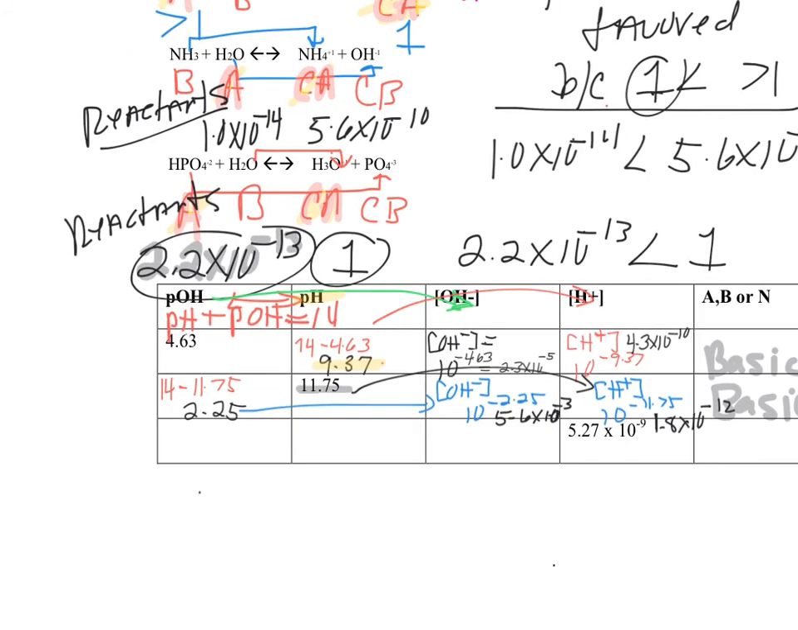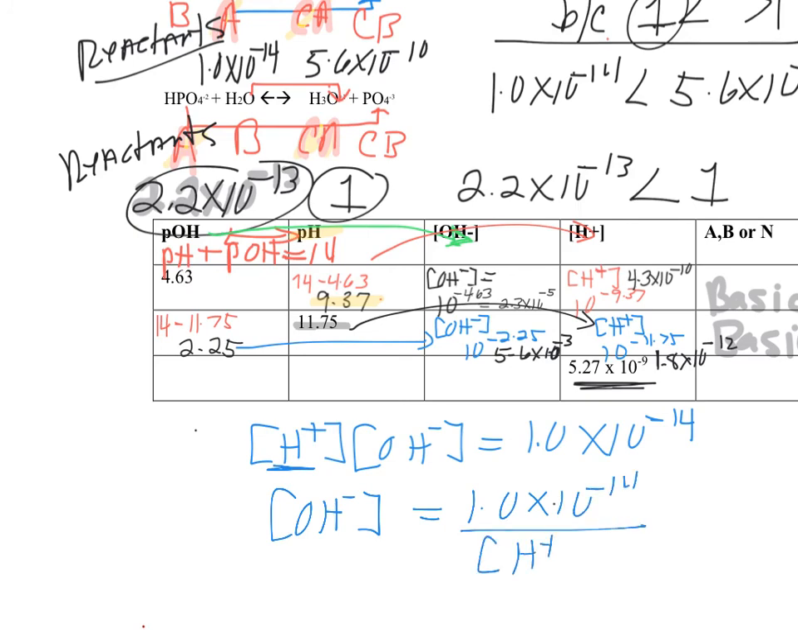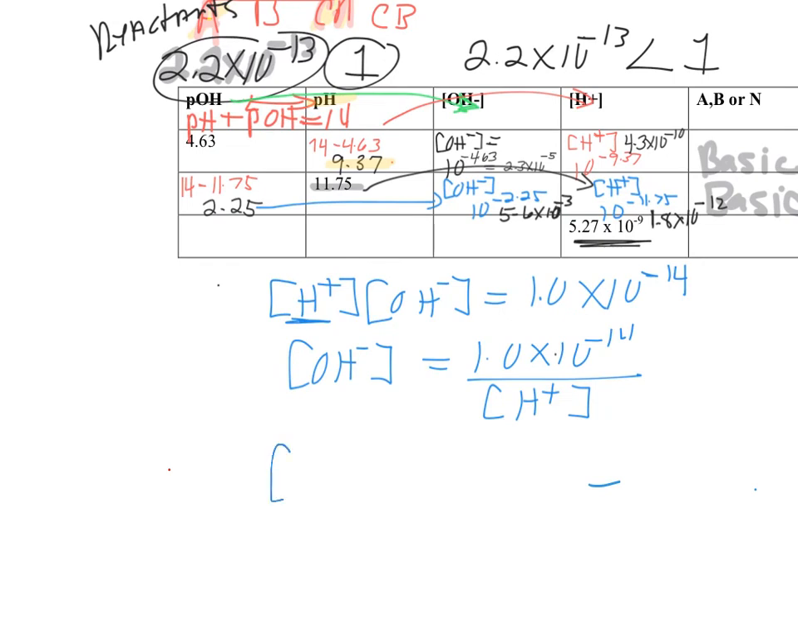The last one we have to do is this last row where they don't give you any pOHs and pHs, but they do give you 5.27 times 10 to the minus 9 as the concentration of the H. And there's a very valuable formula, which is that if you multiply the concentration of the hydrogen times the concentration of the hydroxide ion, that will equal a constant, which is 1.0 times 10 to the minus 14. So if I do a little rearranging, then OH negative equals 1.0 times 10 to the minus 14 divided by the concentration of the H.